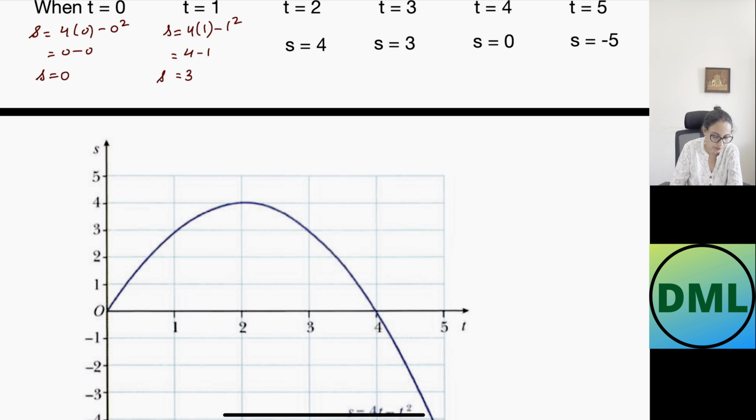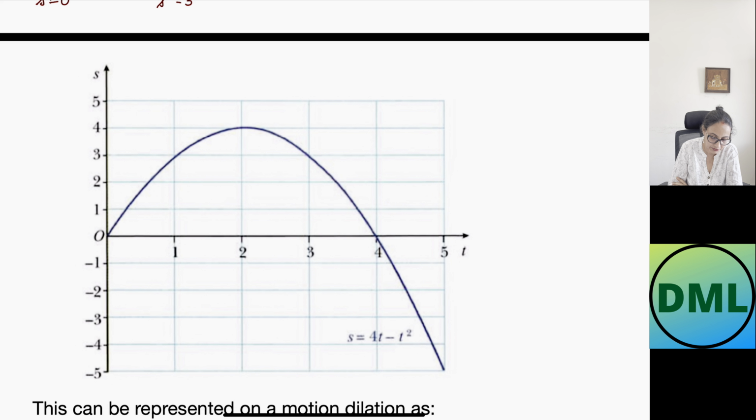So when t is 2, s is 4. When t is equal to 3, s is equal to 3. When t is equal to 4, s is equal to 0. You are again at the same position. When t is equal to 5, s is equal to minus 5. If you can see that here, when t is equal to 5, s is equal to minus 5. You join this and your curve will be like this.